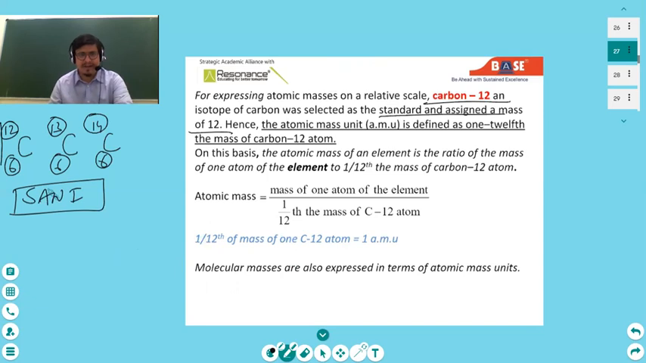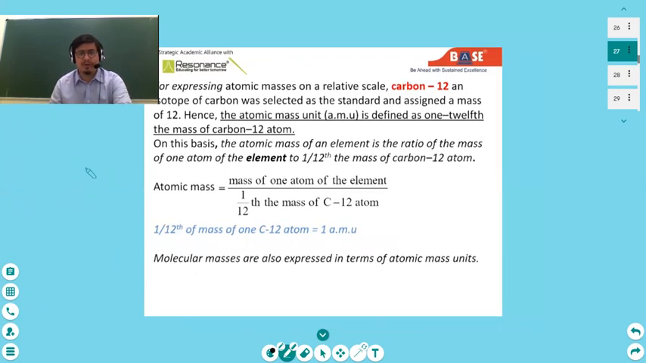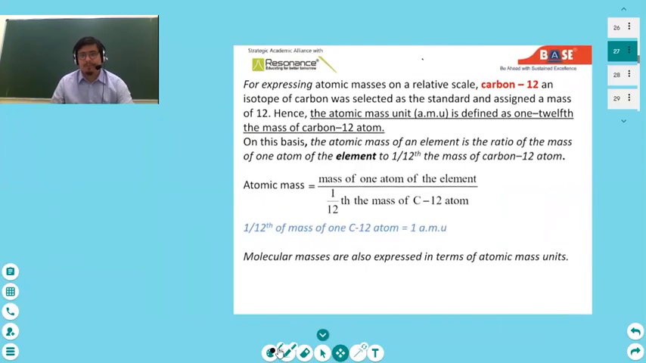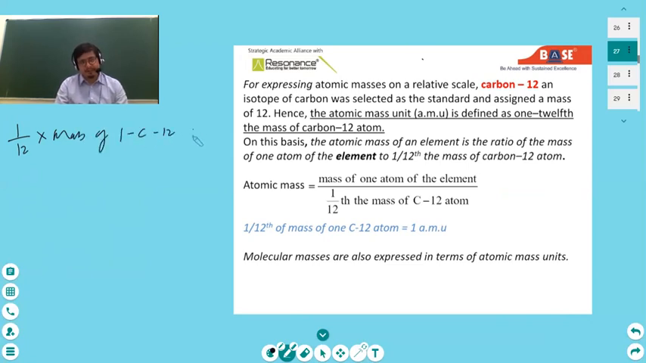Let me give you slightly more about this. Okay, so this is your AMU. Just now I told you it is 1 by 12 into the mass of 1 carbon 12 atom. And with respect to this, the relative atomic mass of other elements was found out.